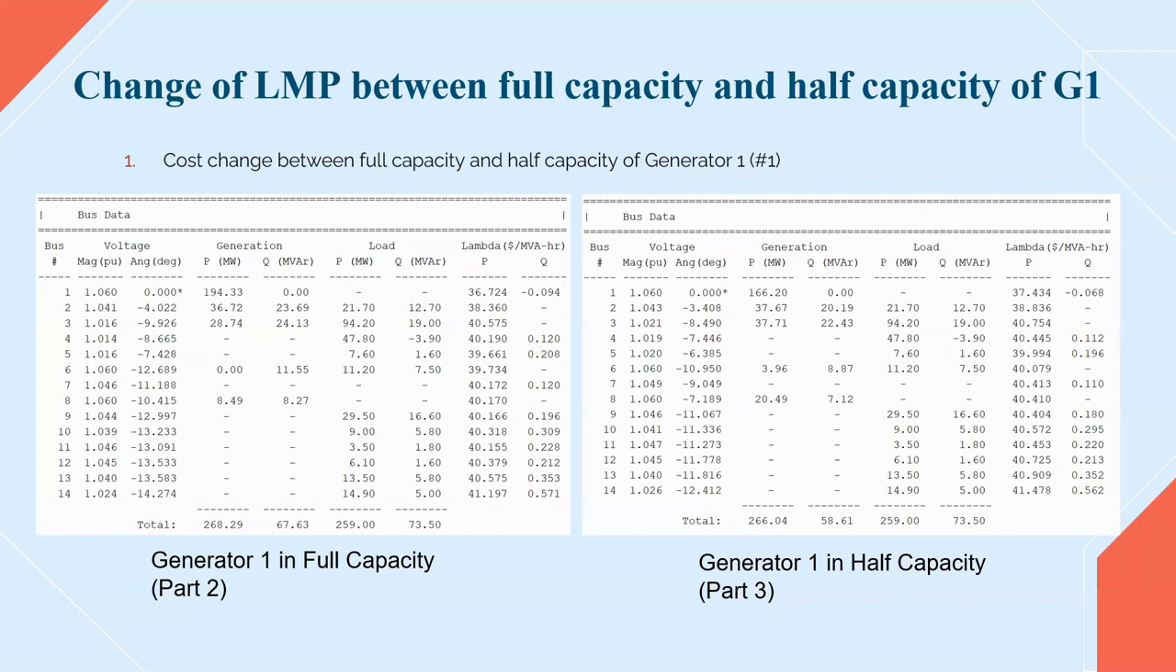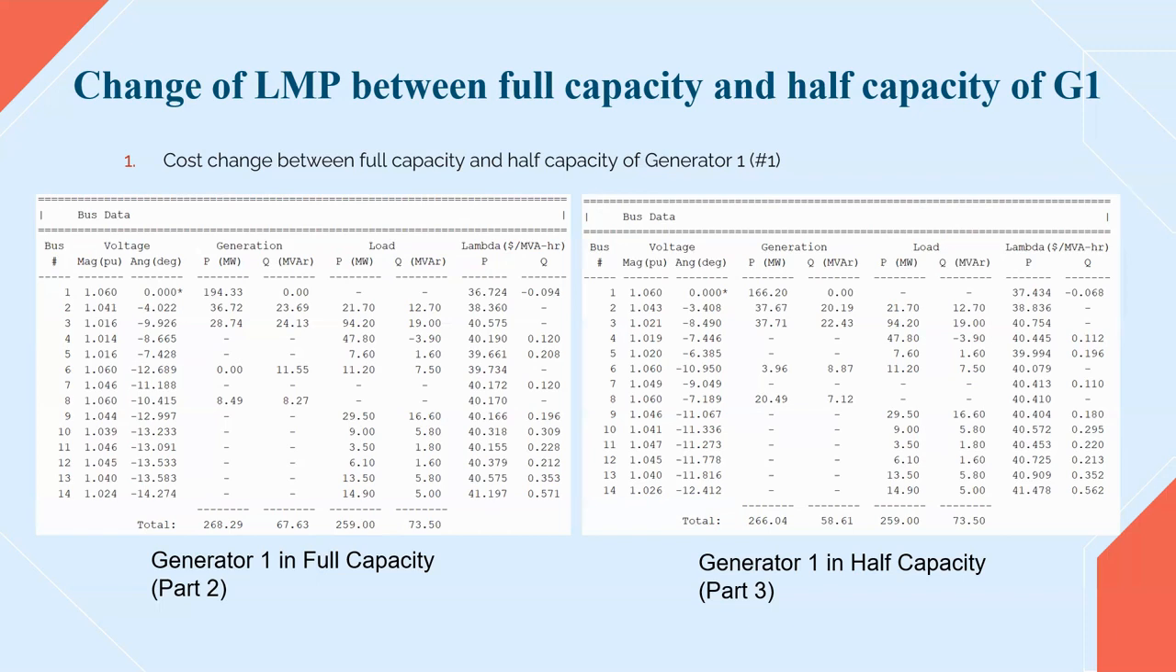In this system, the cost of generator 1 is lower than that of generators 2, 3, 6, and 8. Therefore, when generator 1 operates at half load, other generators are required to produce more power, leading to an increased total system cost. Generators located at different locations will tend to supply power to the nearest load when generator 1 is operating under a half load condition.